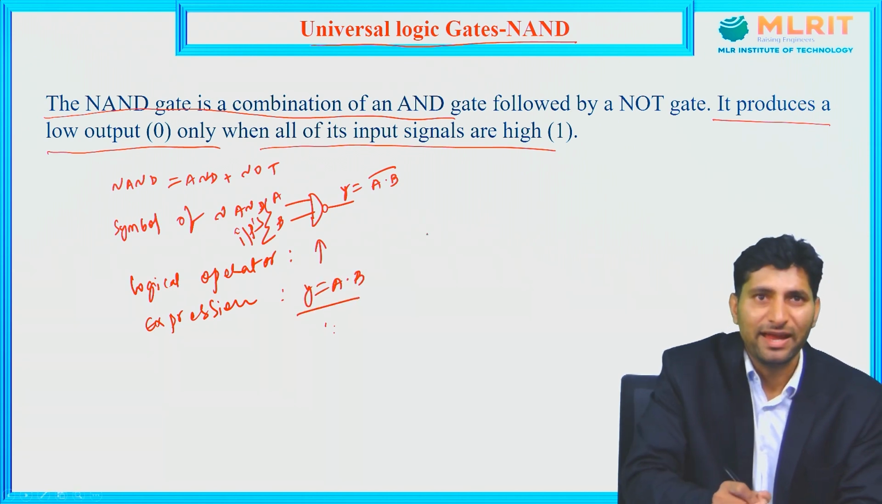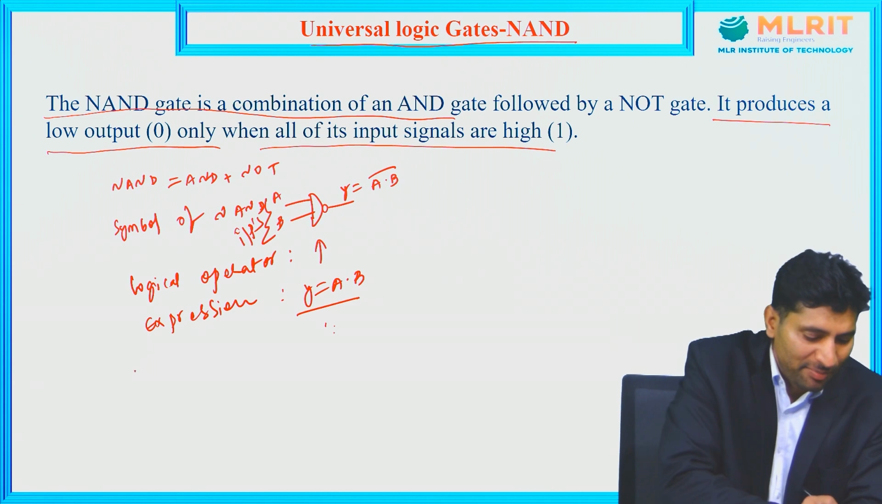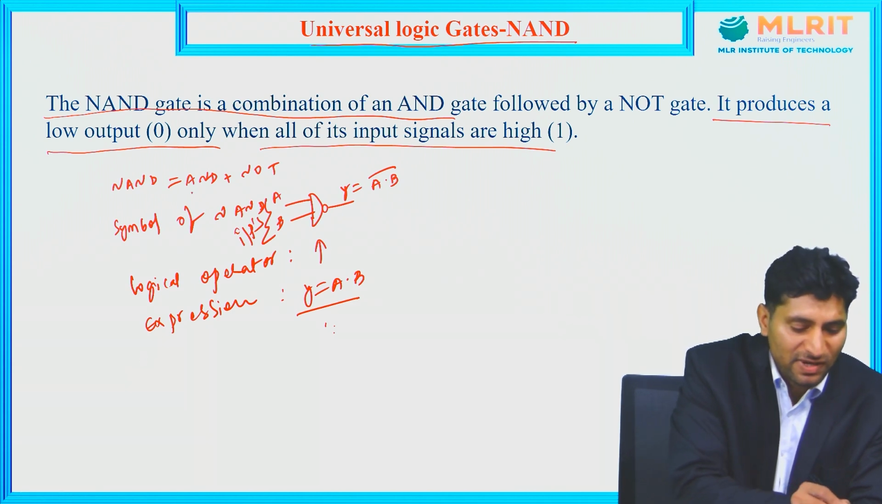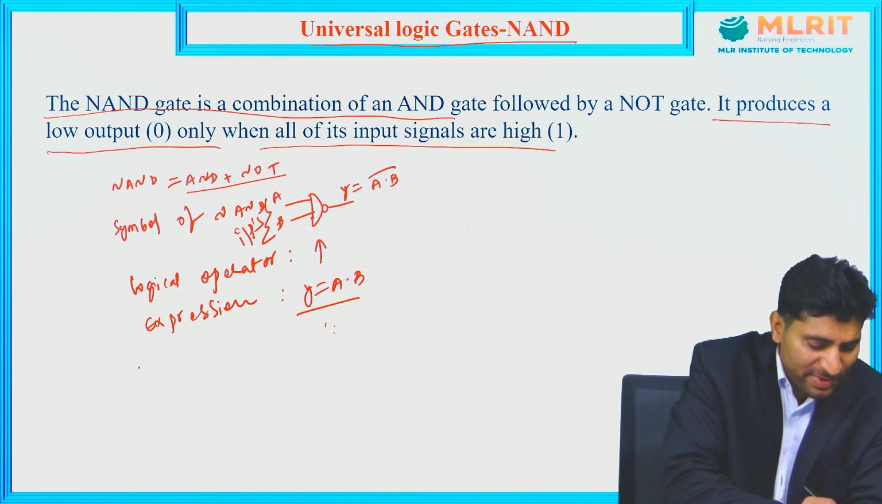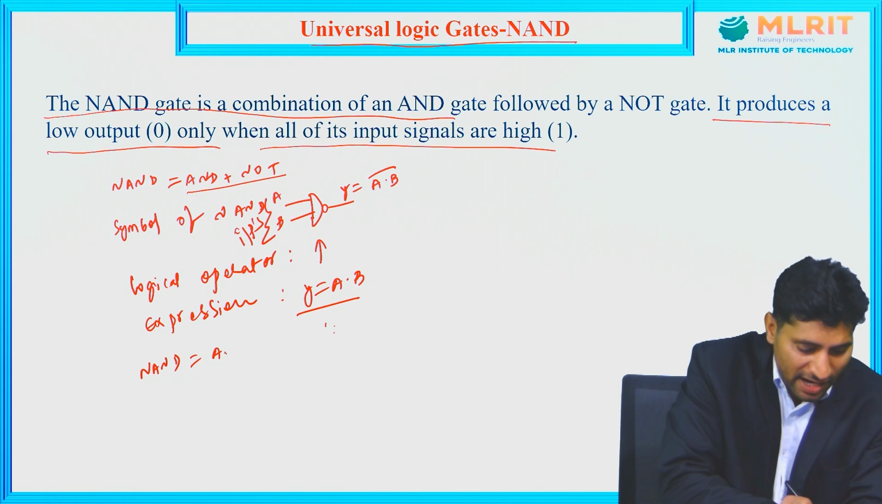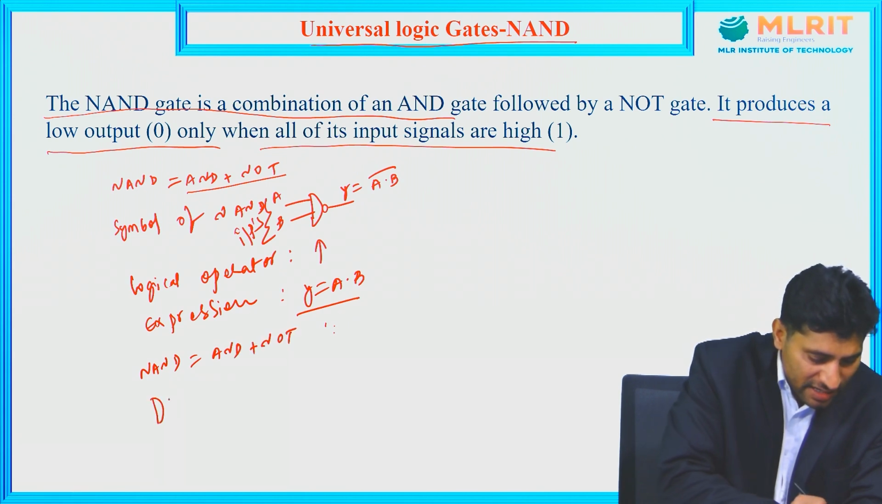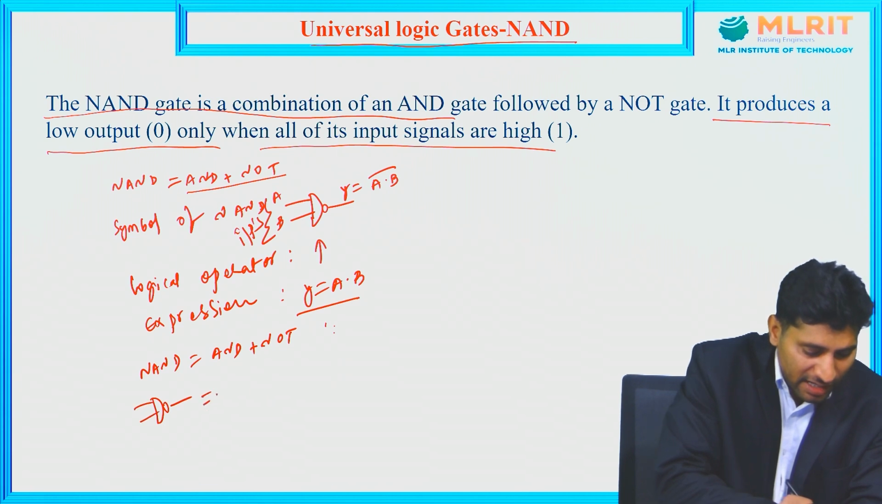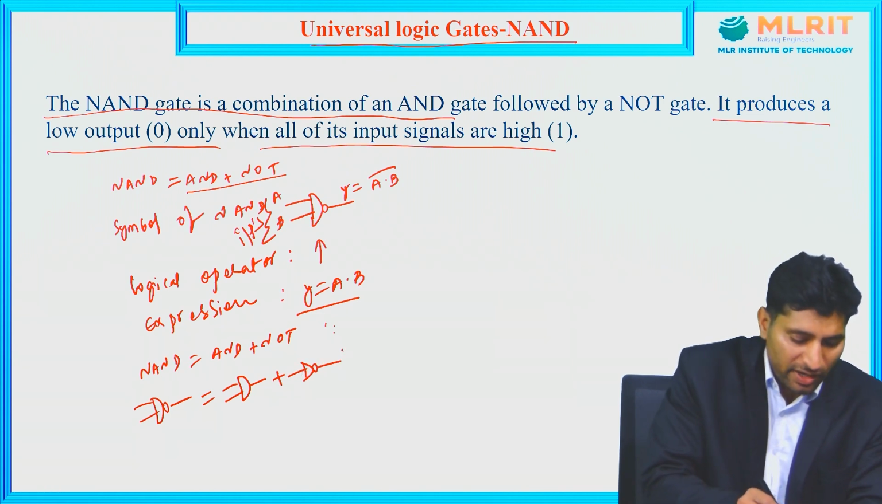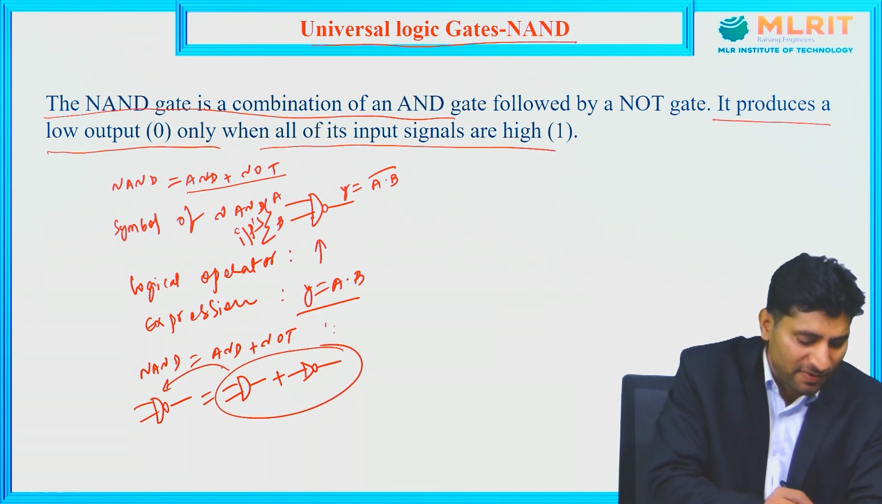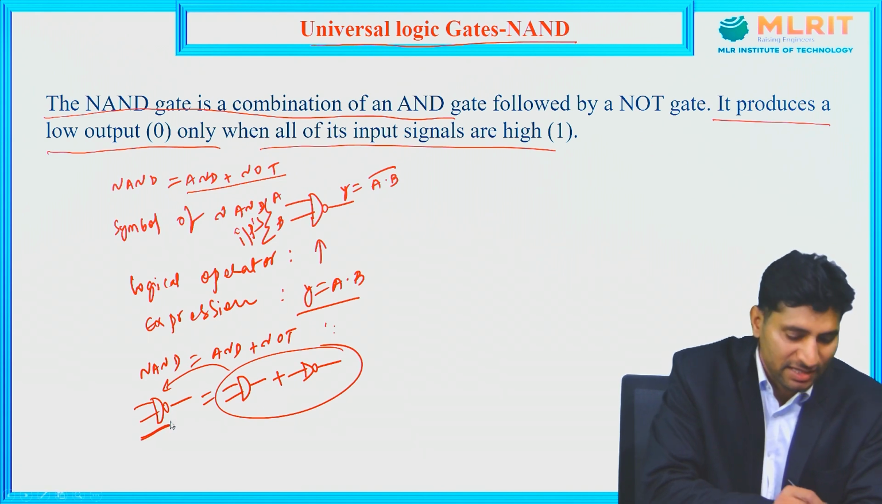Just now I said the NAND logic gate can be obtained by doing the inverse operation of the AND gate. So I can represent NAND logic gate equals AND plus NOT. Here the NAND logic gate symbol can be obtained by the AND logic gate plus the NOT logic gate. If we combine these two gates, I can form the NAND logic gate. It's the symbol of the NAND logic gate.